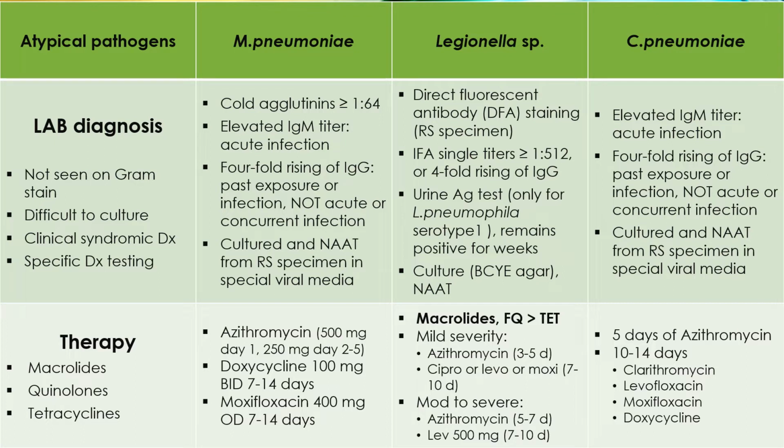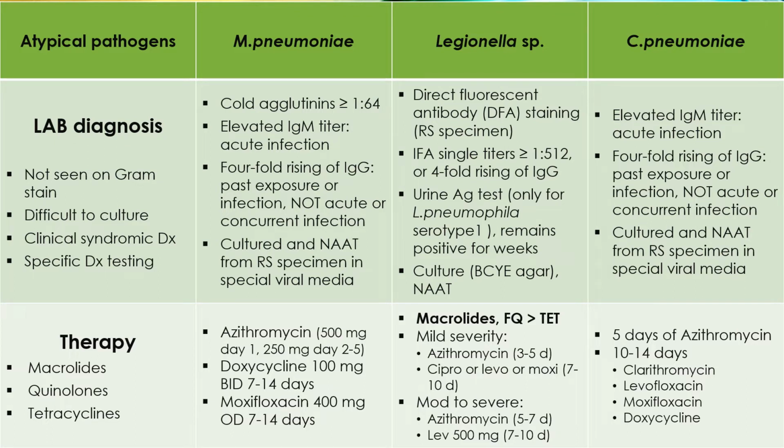About the treatment, the three groups of antibiotics used to treat these organisms are macrolides, quinolones, and tetracyclines. For Mycoplasma, azithromycin for 5 days is enough. Maybe doxycycline is the same for Chlamydia. Azithromycin has the longest half-life, so 5 days is enough, but the others may be extended to 10 to 14 days.